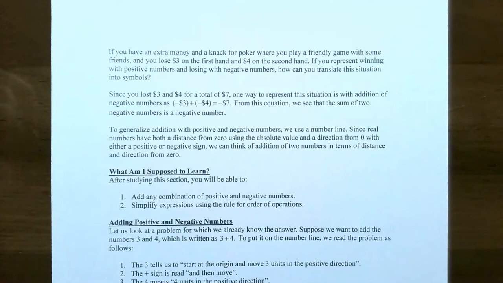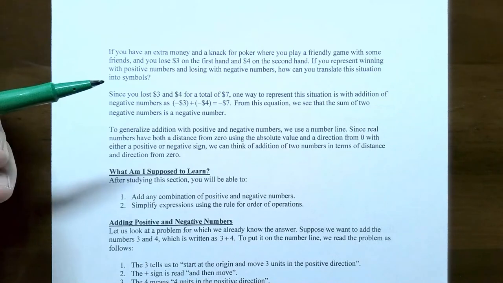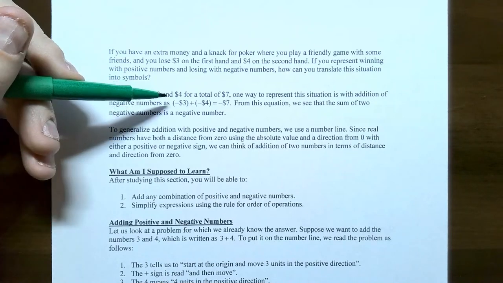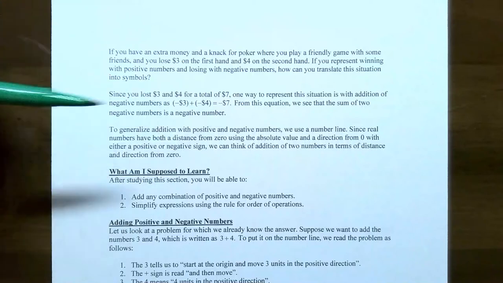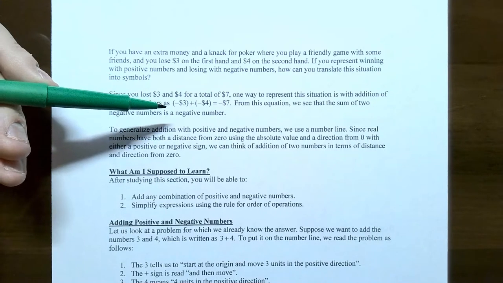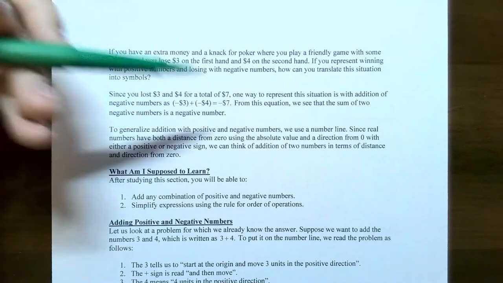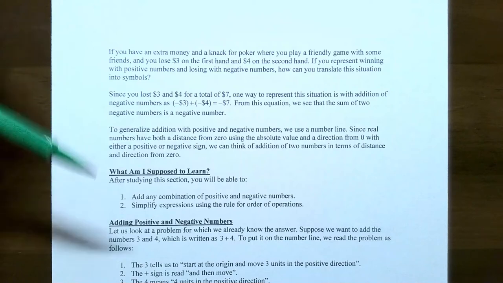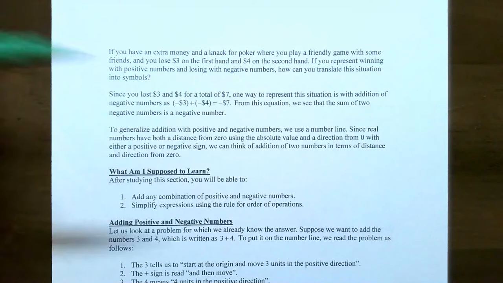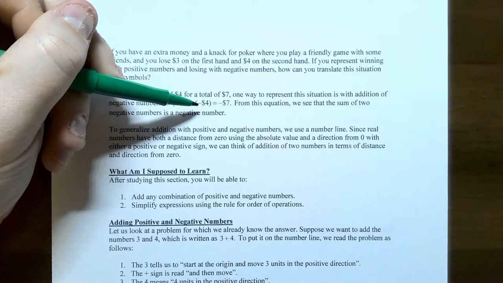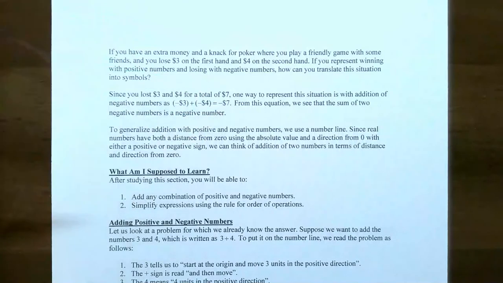So we can represent winning money with a positive number and losing money with a negative number, and we can add and subtract those two values. Since we lost $3 and then we lost $4, we lost a total of $7. Since we've lost money, we can use negative numbers. We lost $3, that's negative $3. Then we lose another $4, and we're at a loss of $7 total. So that would be negative $7. We're $7 in the hole. From the equation, you can see that you add negative 3 and negative 4, and the answer is negative 7. It's still a negative number when you add two negatives.